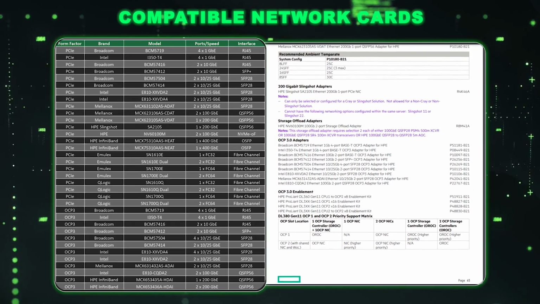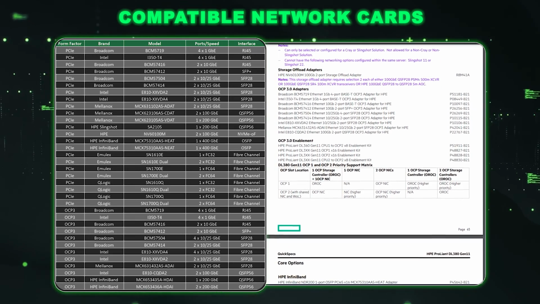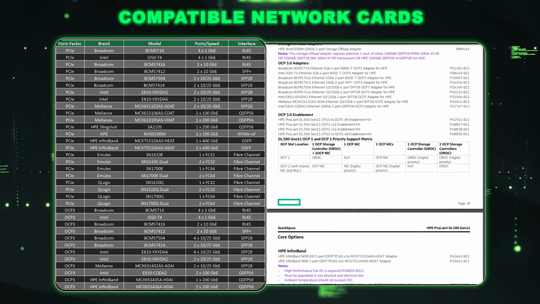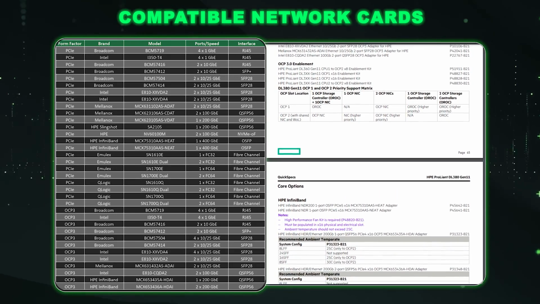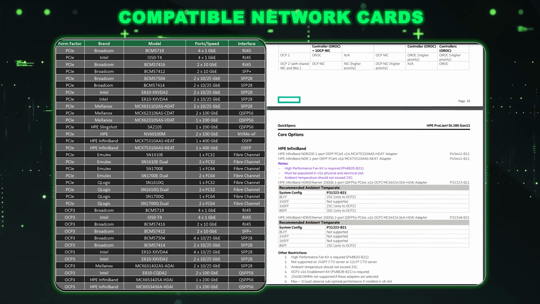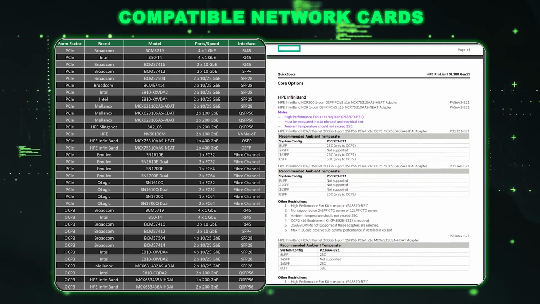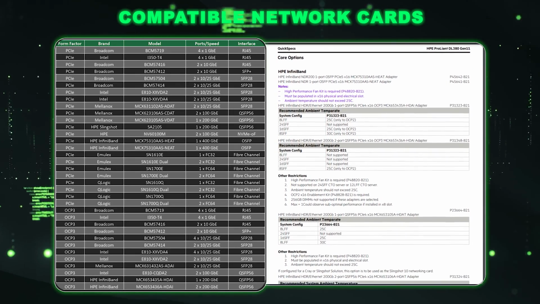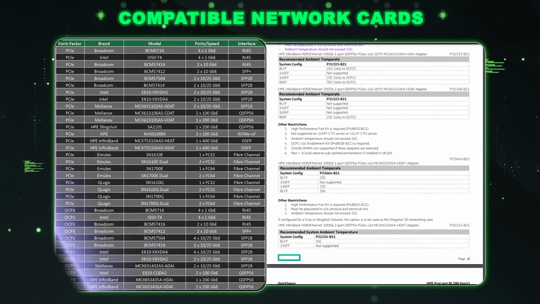One other note too is that the 24 bay small form factor or 12 bay large form factor chassis do not support the 100 gigabit or 200 gigabit cards. They just aren't supported. So just know if you are using the 24 bay small form factor or the 12 bay large form factor, those were designed for more storage intent, and those do not allow the larger network cards. So that is something I did want to point out.